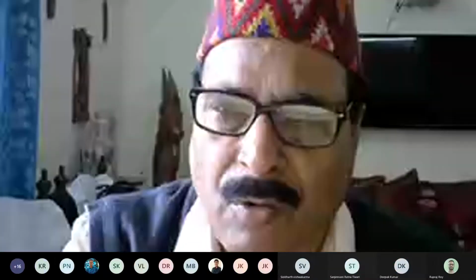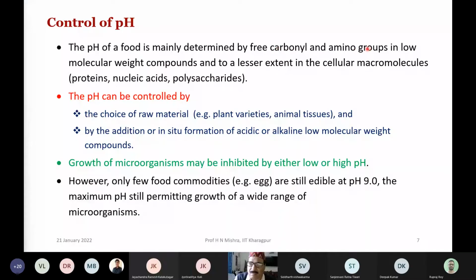What determines the pH is the amount of free carbonyl or free amino groups, etc. Obviously, the pH can be controlled by the choice of the raw material, that is plant varieties, animal tissues, etc. Different types of material have their own specific pH. So you either select the raw material, or sometimes have an appropriate blending of the raw material, or sometimes certain chemicals may also be added to get the desired pH in the ingredient for processing and ultimately the desired pH in the end product.